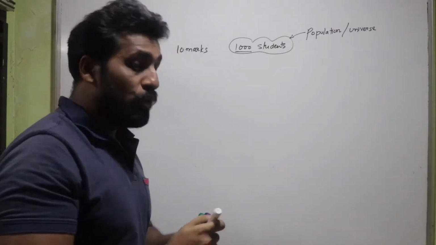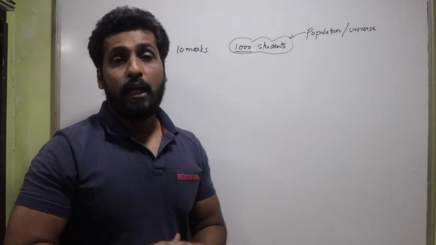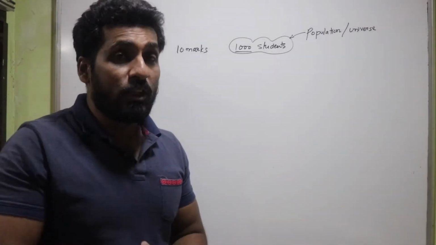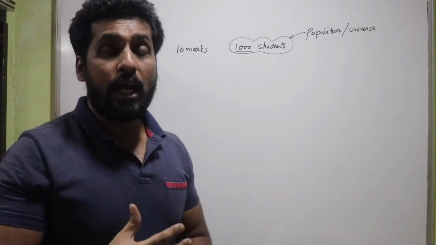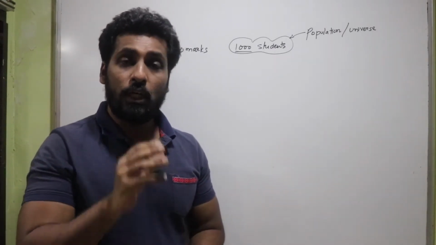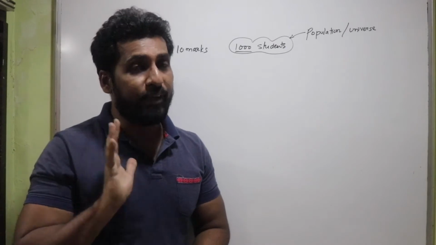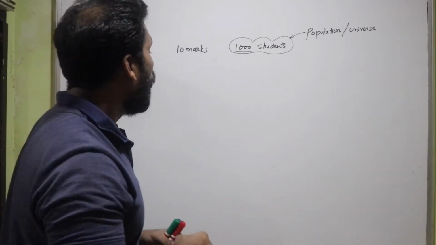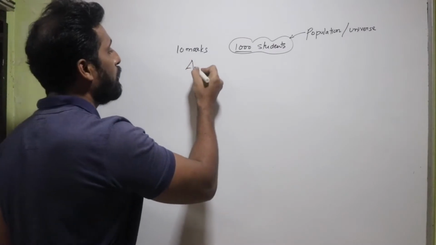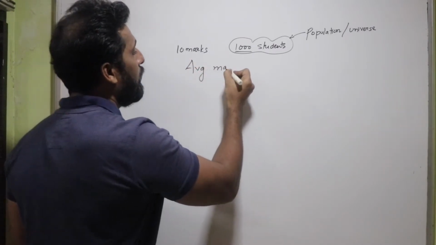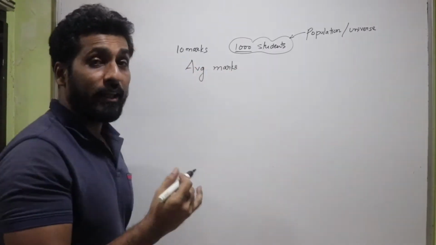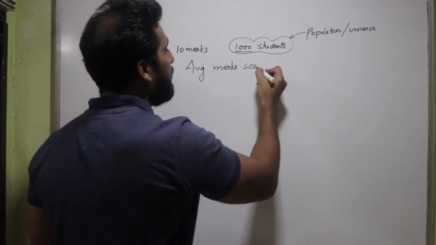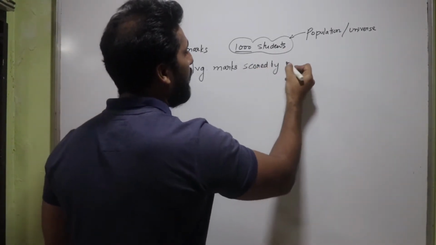So there are 1000 students in a college divided into 10 divisions of 100 each. So there are 10 divisions in which there are 100 students in every division. So there are 1000 students. I want to check what is the average marks that has been scored by the students.